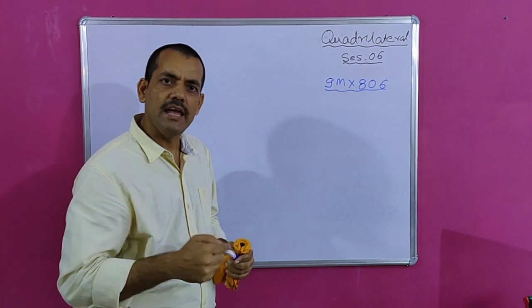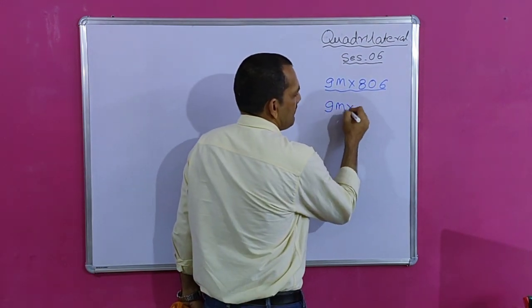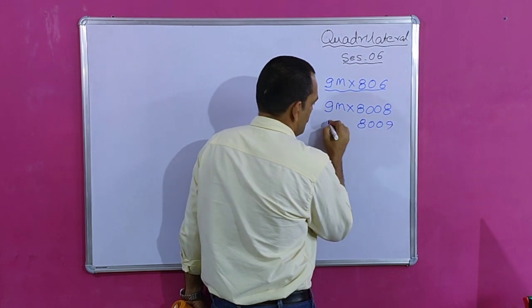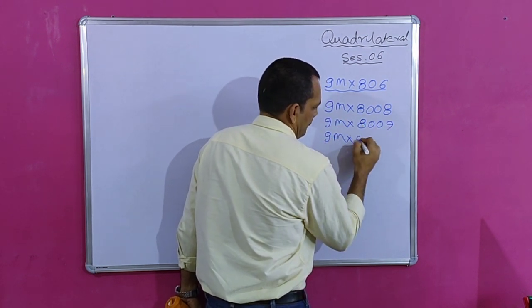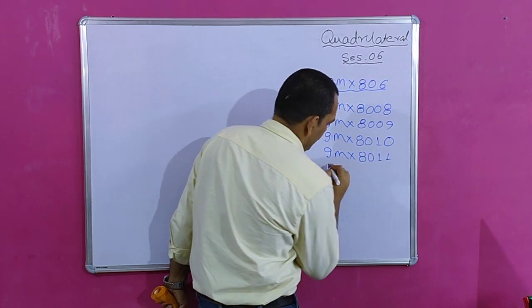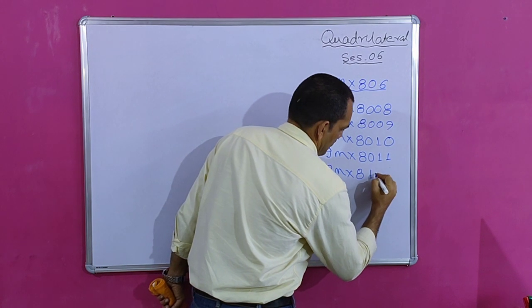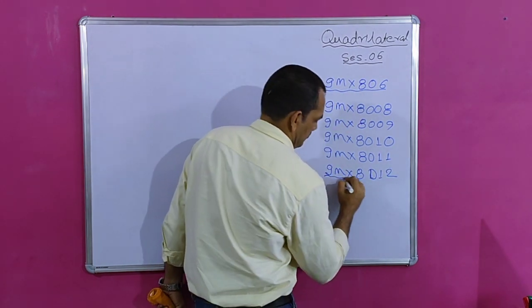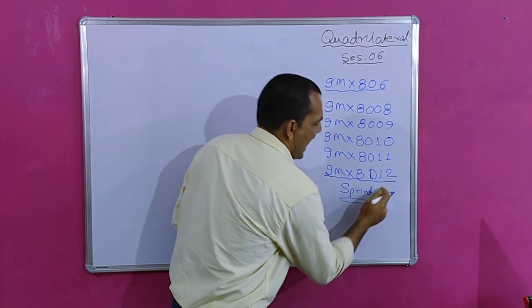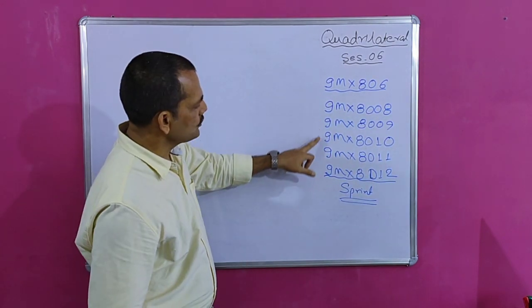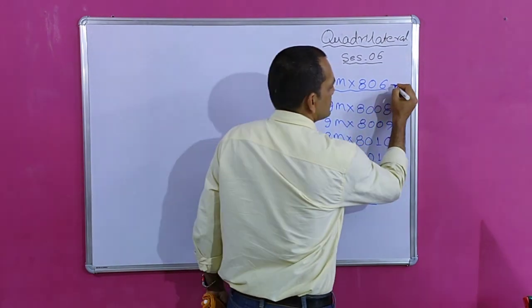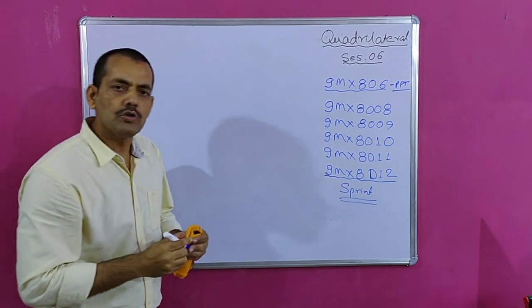And the questions that are there in this are 9MX8008, 8009, 10, 11, 12. So these are the 5 questions from the sprint section that I have taken. If you want to search in the database, you can search with any one of these 5 numbers, or you can go for one simple PPT. So let's start with the first one in the set.